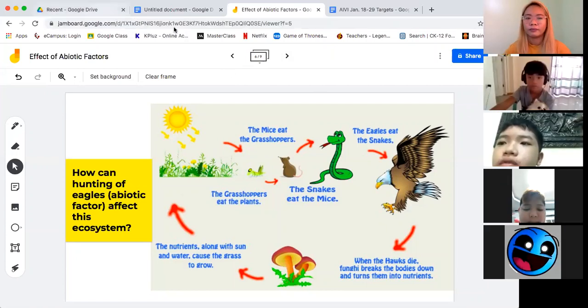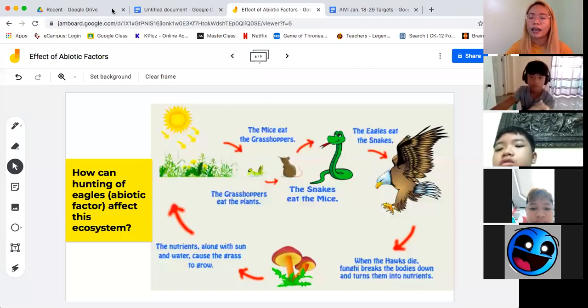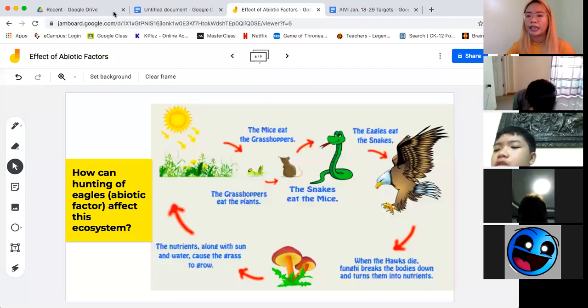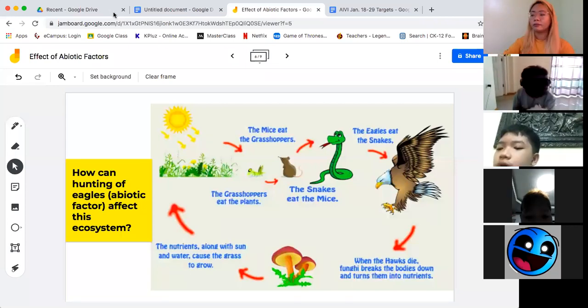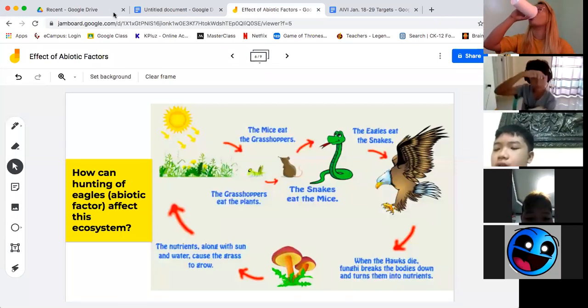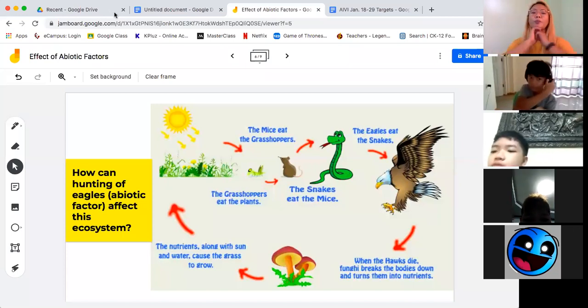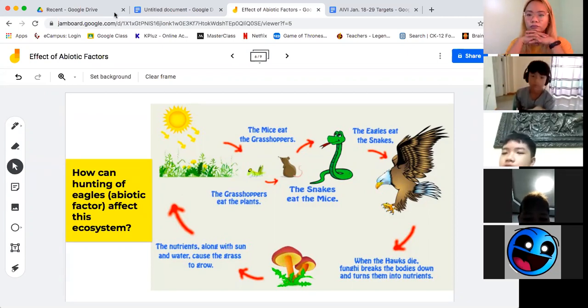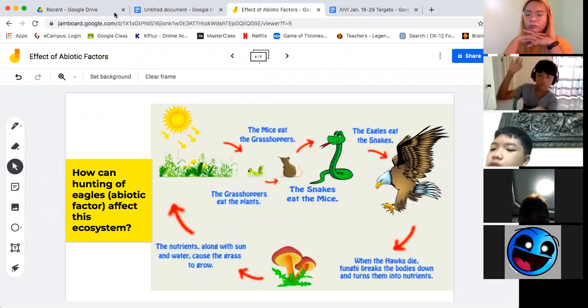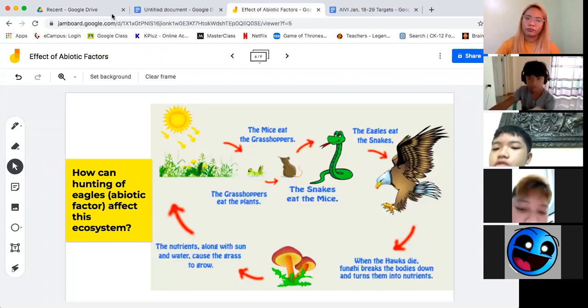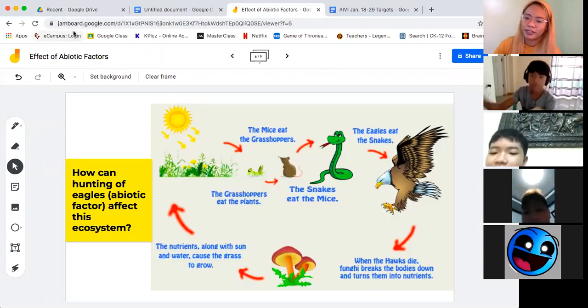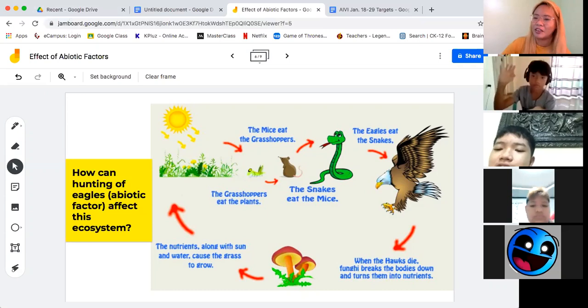Negative. Okay, for Reynald, it's a negative effect. Can you explain why a negative effect will be observed, Kuya Reynald? Sure, the reason I say it's negative is that without the hawk, the snake will not be eaten by the eagle, and in fact there won't be any nutrients for the grass. Okay, thank you very much.